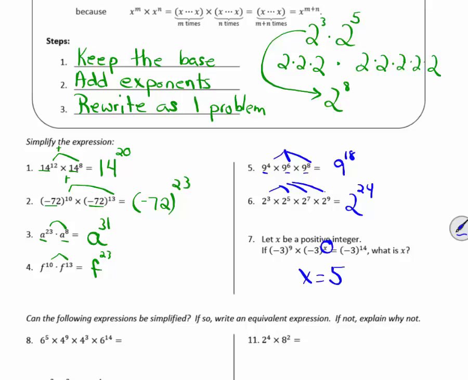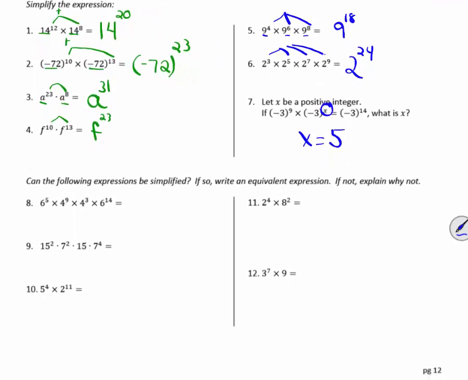Okay. Can the following expressions be simplified? If so, write an equivalent one. So sometimes now we're going to find the ones that have matching bases. So I can put together the 6's, which is 6 to the 19th, and I can put together the 4's, which is going to be 4 to the 12th. They're being multiplied, so they would be staying multiplied. I cannot put those two things together because this is a 6, this is a 4, not the same bases.